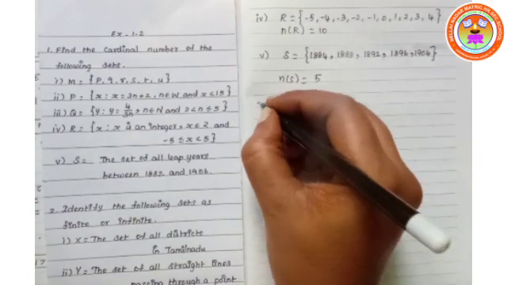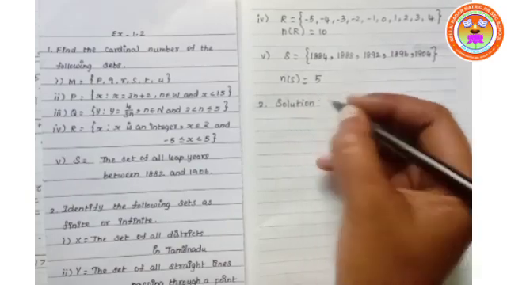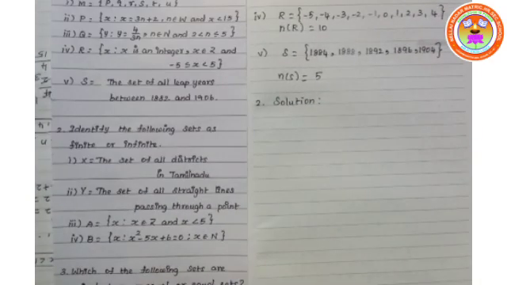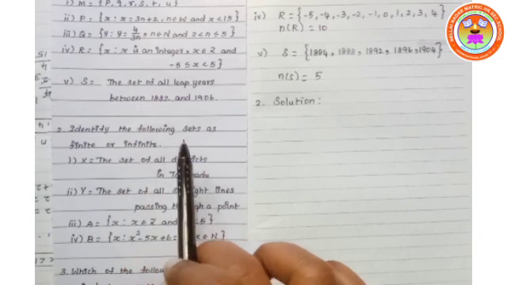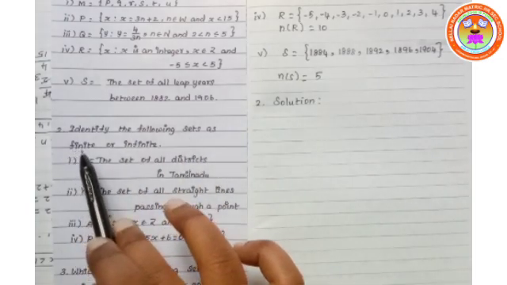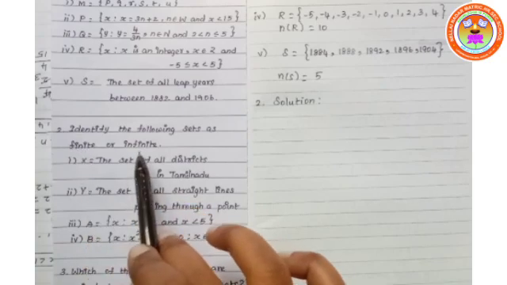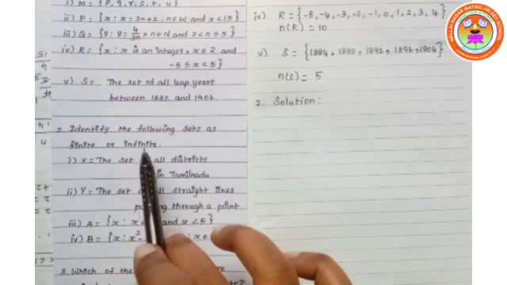Now the second question. See the question here. Identify the following sets as finite or infinite. When we say a set is finite, it has a finite number of elements. When we say infinite, it cannot have a finite number of elements.